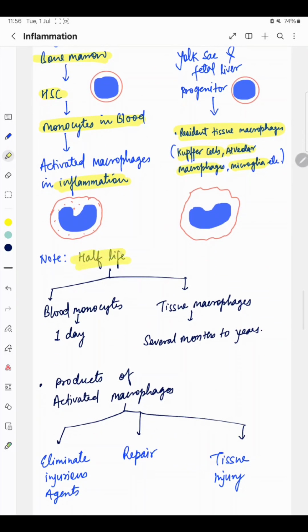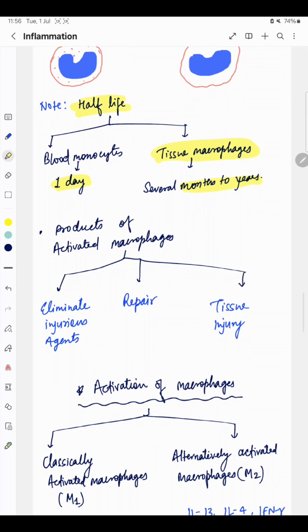Half-life of the macrophage. The half-life of blood monocytes is short, normally 1 day, but the half-life of these tissue macrophages can vary from months to a year. Products of activated macrophages: once activated, they eliminate the injurious agent, play an important role in repair, and may result in tissue injury.